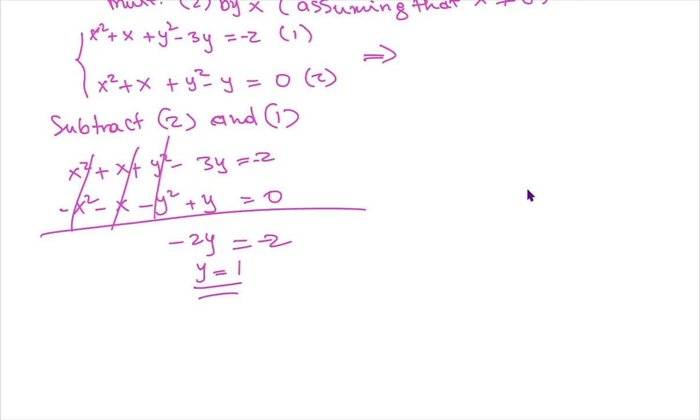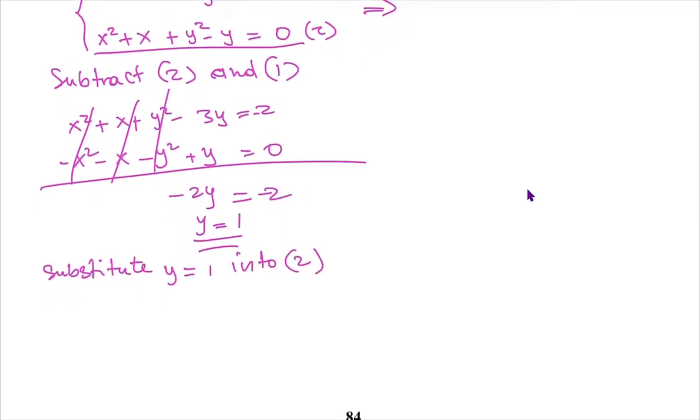We got y, and we need x. So how do we find x? We just plug in y into one of the equations to find x. Let's plug in y right here in 2. Let's substitute y equals 1 into equation number 2. So that is x squared plus x plus 1 squared minus 1 equals 0.